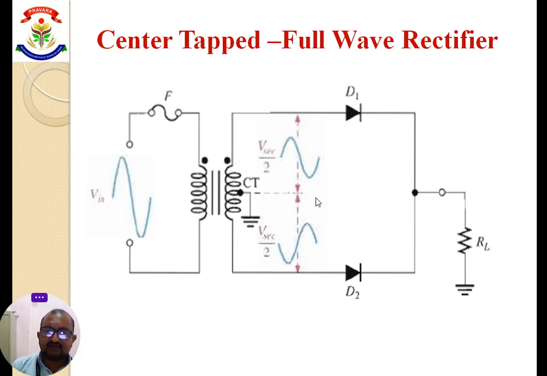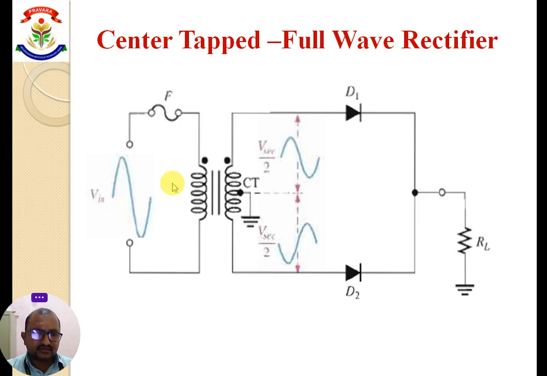Second is the center tap full wave rectifier. Why is it called a center tap? Because the center of the secondary of the transformer will be tapped, means the transformer contains three terminals at the secondary winding, and this is called a center tap rectifier.